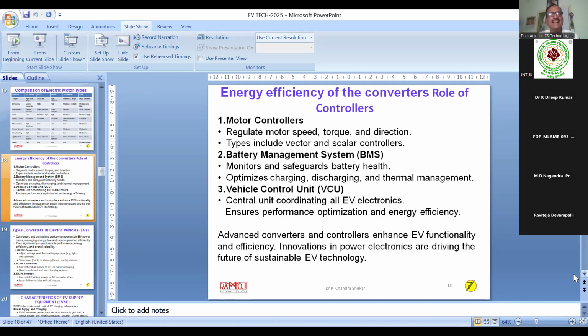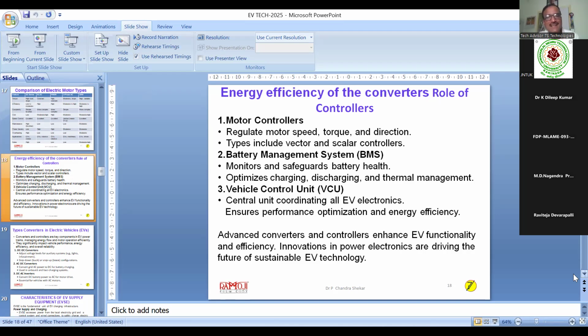Now we said battery and the motors we got it. Finally, from battery to the motor, there are converters and controllers. When I say I have a DC battery but an AC motor, that means I have to use a converter. If I want a different speed, then I need to have a controller. That's why I said electronic engineers have a very good job opportunity in electric vehicles. We have a motor controller to regulate motor speed, torque, and direction. Types include vector and scalar controllers.